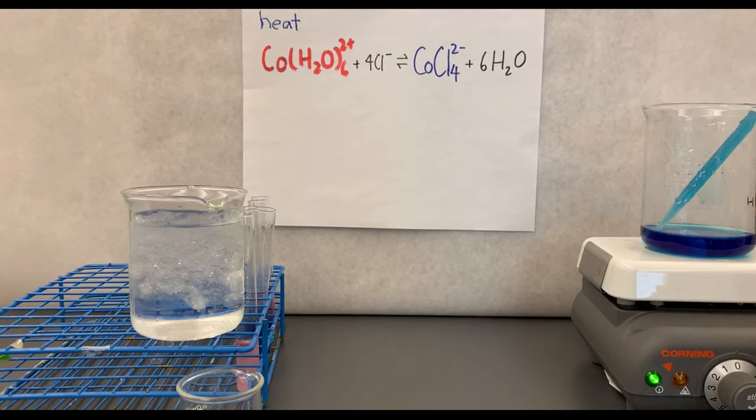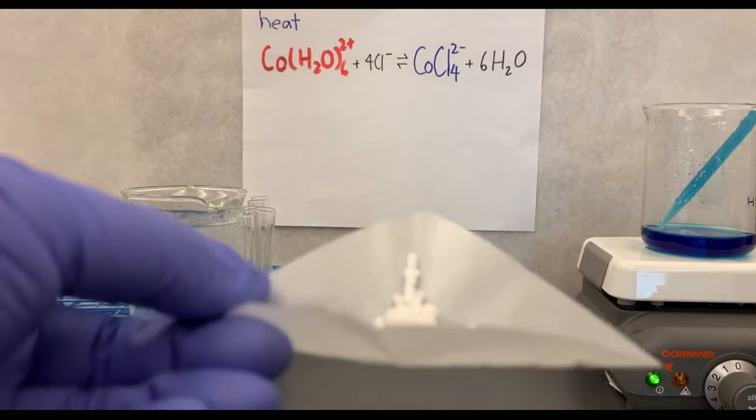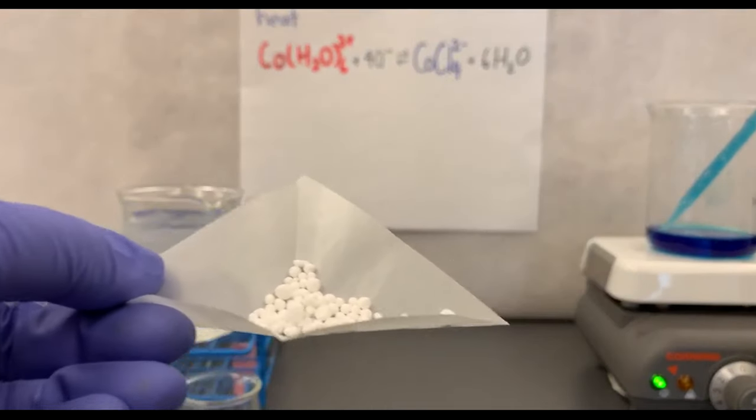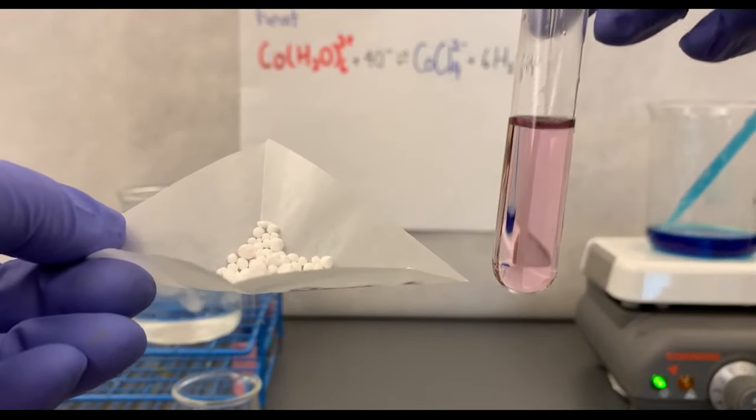Then it says I'm going to take some calcium chloride and add that to the test tube. So I'm going to get out some calcium chloride. Calcium chloride is a white ball or pellet, looks like this. I'm going to go ahead and add it to my pink test tube.